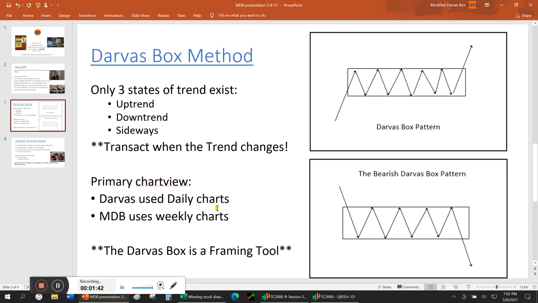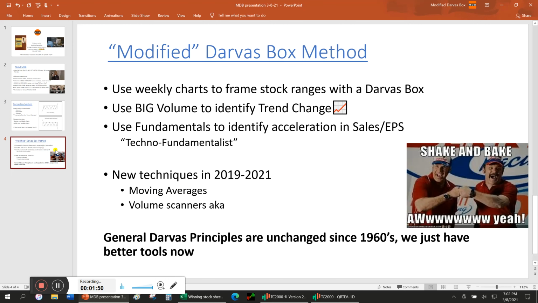Darvas himself used daily charts. I use weekly charts. And just a reminder that the Darvas Box isn't magic. It's just a framing tool, in my opinion, to help you make better decisions. My method is I use weekly charts, big volume, and then fundamentals as well, but the primary is the charts. And lately I've made several adaptations where now I add some moving averages, volume scanners, things like that. But for anybody struggling out there, the principles are the same.